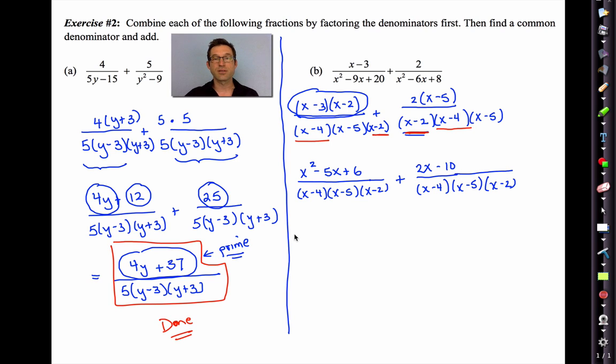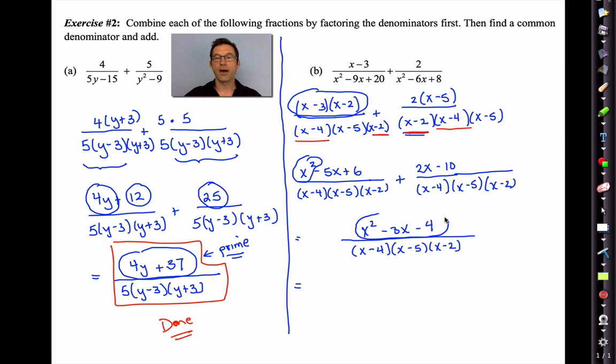Okay, well now it's time almost for the grand finale. Now that they've got a common denominator, I'm going to write it as a single fraction, x minus 4, x minus 5, x minus 2. Nothing combines with this x squared, it just is x squared. Negative 5x, positive 2x is negative 3x. Positive 6 minus 10 is minus 4. Now we yet again ask the question, can I simplify? And here's the rub of it. This time we can. All right?